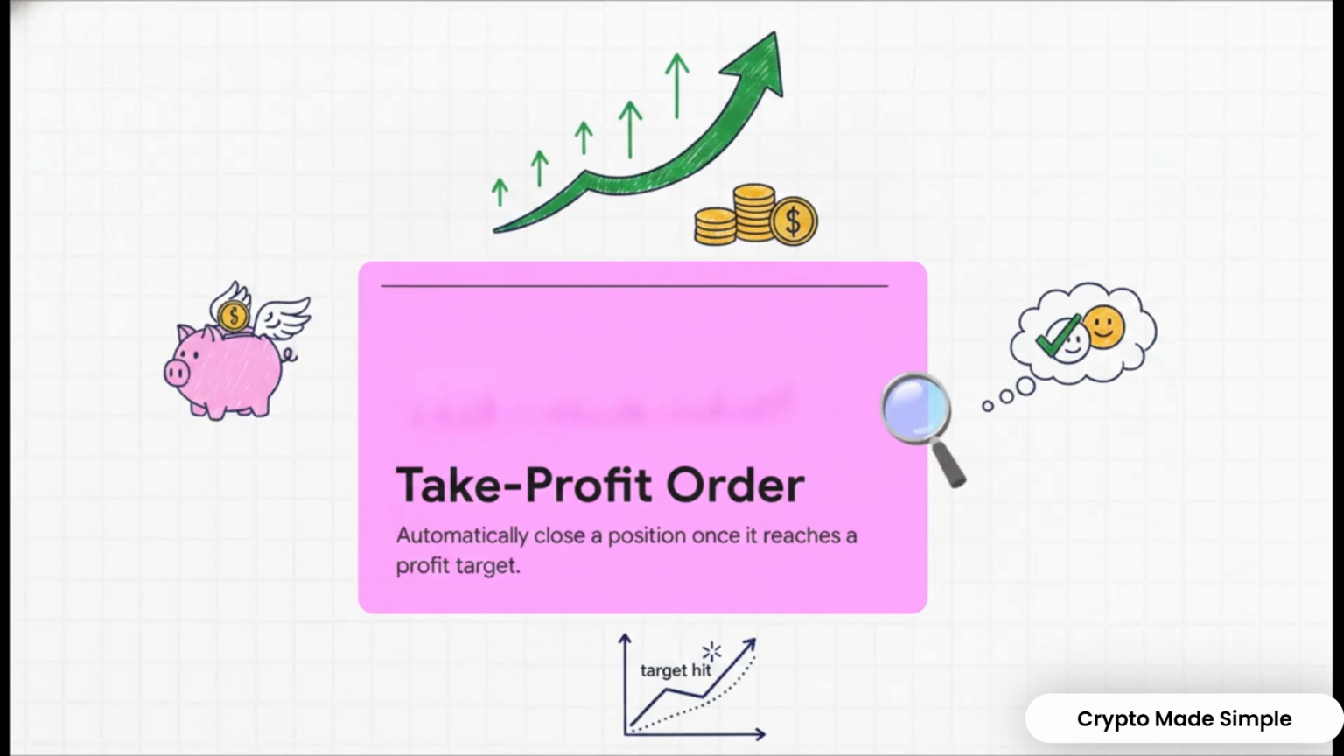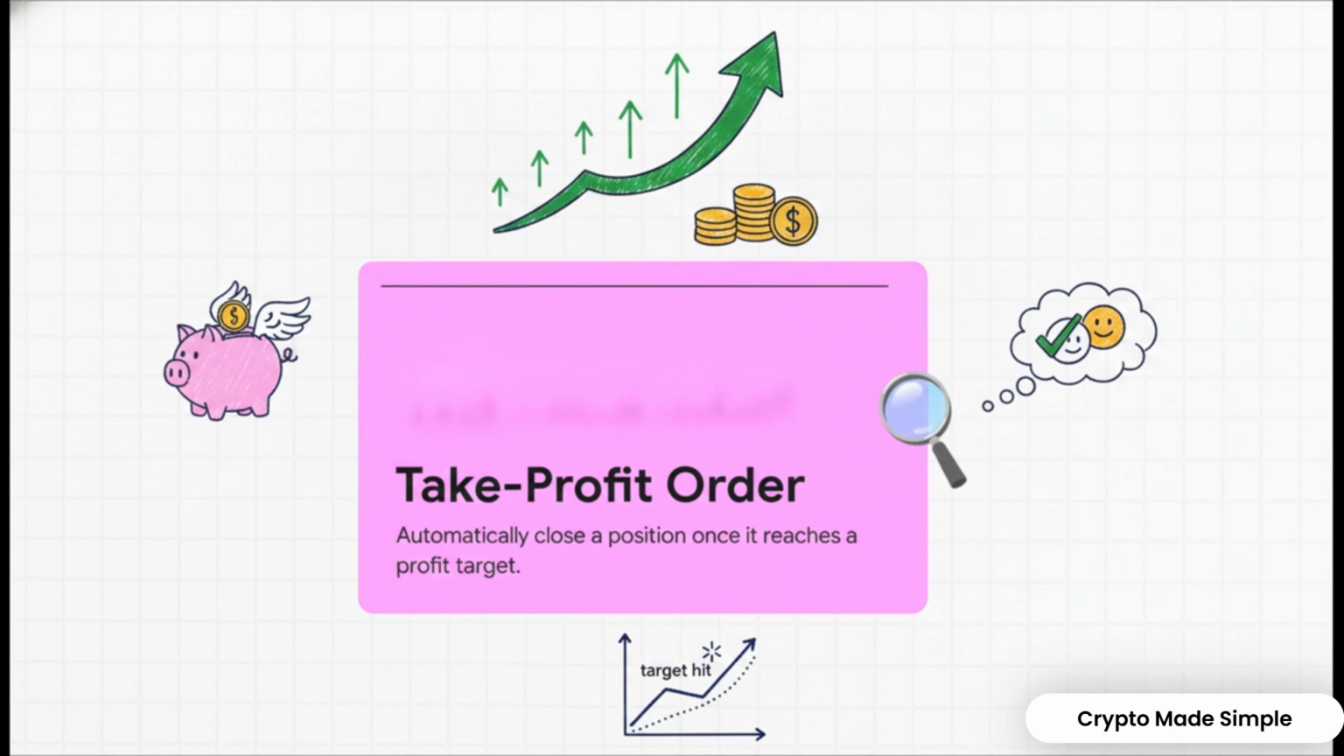Now, on the flip side of that, we have the take profit order. This is an instruction to automatically close a position once it reaches a specific profit target. If the stop loss cures fear, well, the take profit cures greed. You buy at 100, you set a take profit at 110, and when it hits that target, you automatically lock in those gains. No need to watch the market constantly.